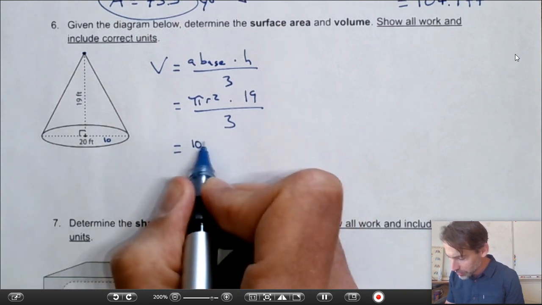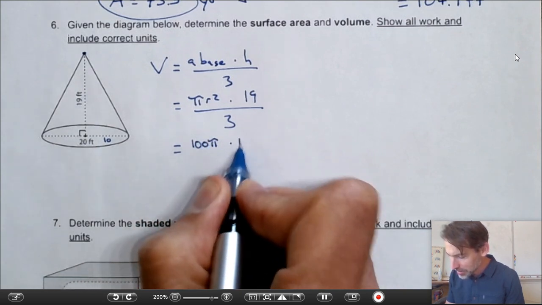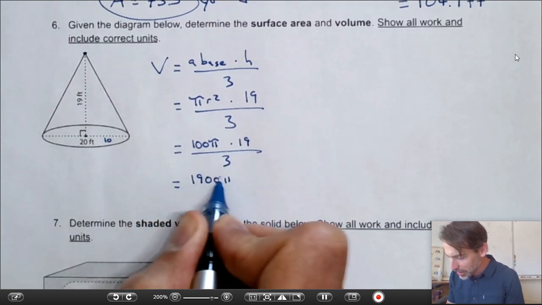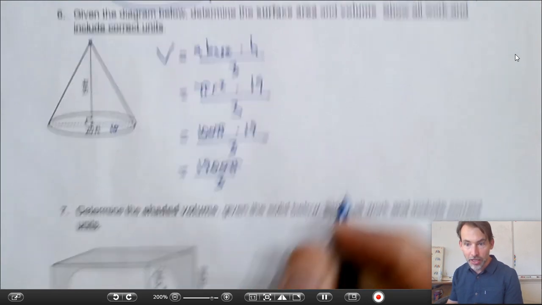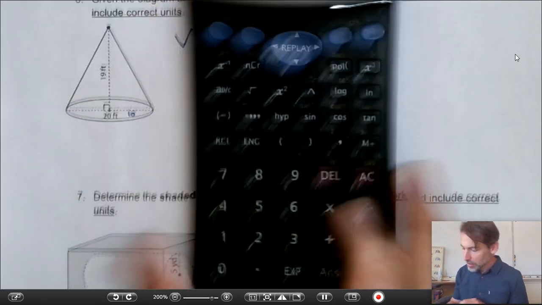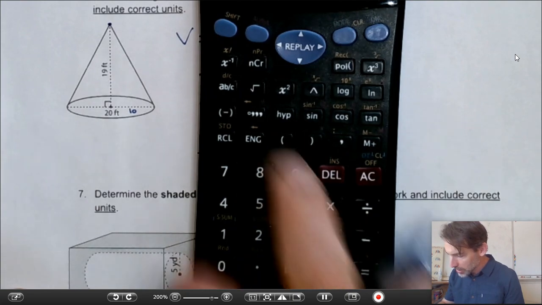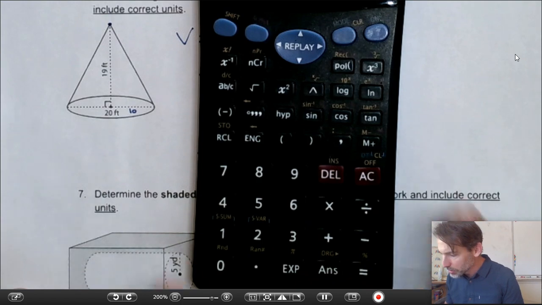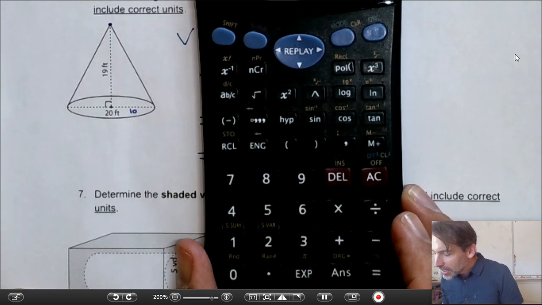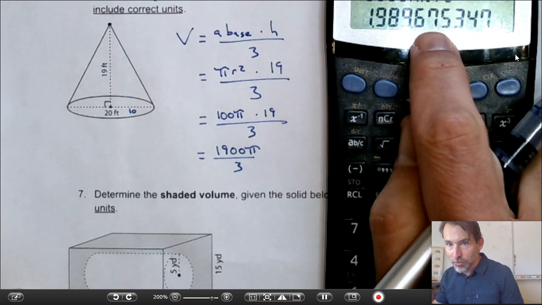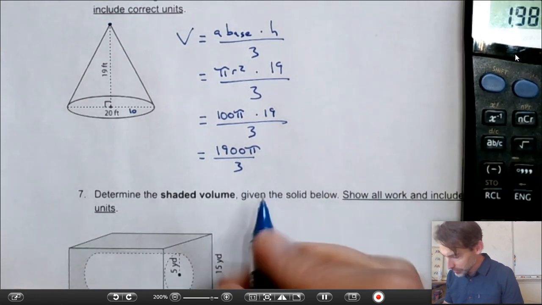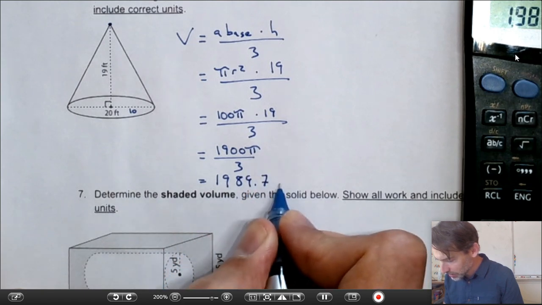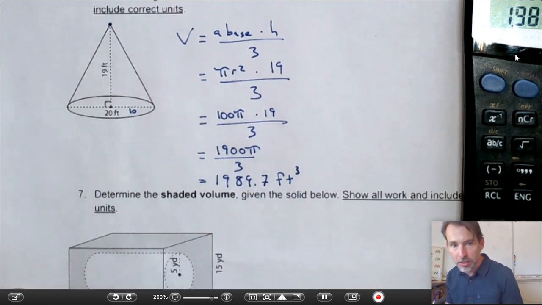So that's 100 pi times 19 divided by 3. That's equal to 1900 pi over 3. No cancels available. Let's find out what it is. 1900 times pi divided by 3 equals 1989.7. The 7 will round the 6 up. Equals 1989.7 feet cubed. Cubic feet.